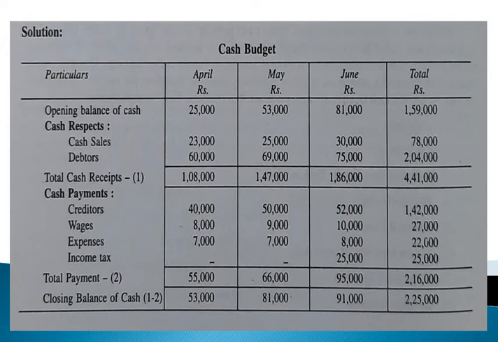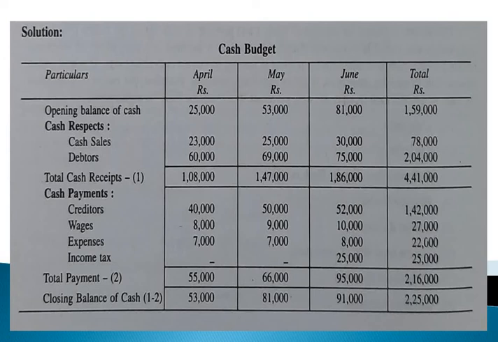Then the various cash payments: payment to creditors is 40,000, and if you look at the working note, you'll find that. Then the wages, with 1 month delay in payment, will be 8,000 for the month of April. Then expenses will be 7,000, and there's no income tax paid during this month, so the total payment is 55,000. The difference between the total cash receipt and the total payment is 53,000. So the closing balance of April will be the opening balance of May. Then the opening balance for May is 53,000.